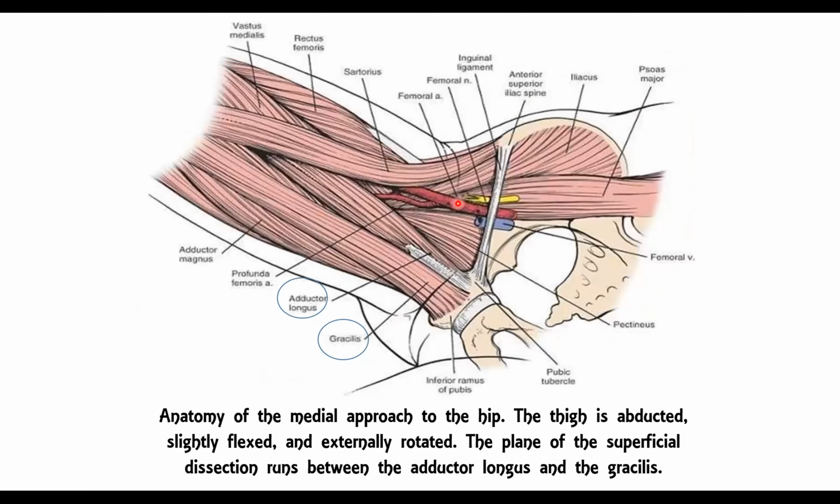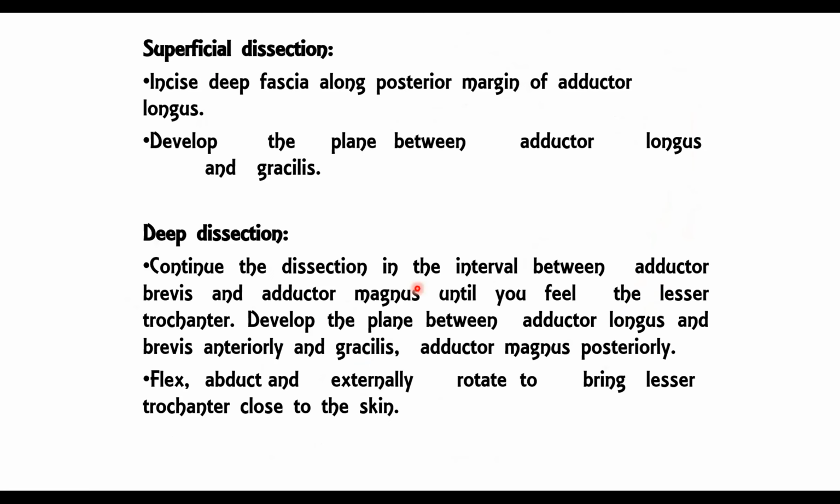So you can see here, this is regarding the muscular planes anatomy. This is the medial side muscles. The superficial plane is between the adductor longus and gracilis. I have marked it already. This is adductor longus and this is gracilis. The superficial dissection is between adductor longus and gracilis. Continue the deep dissection, which is between adductor brevis and magnus.